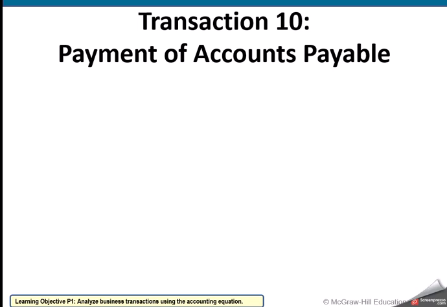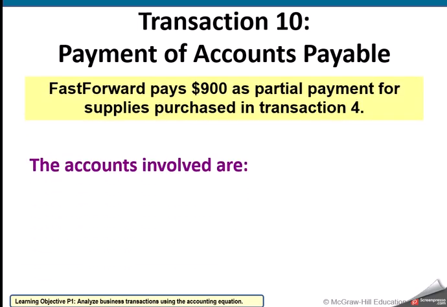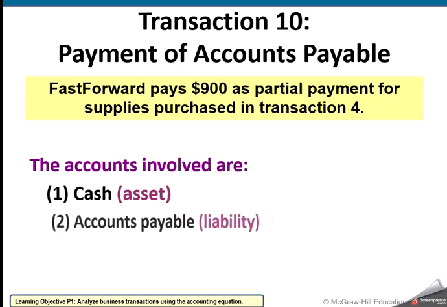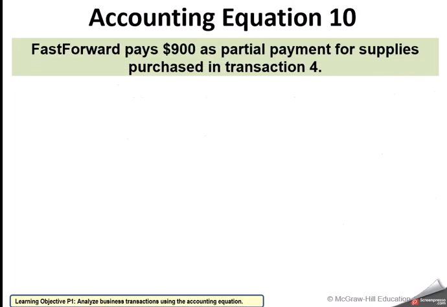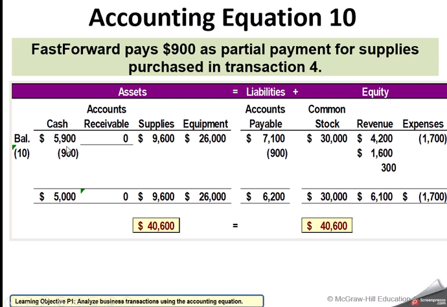Okay, then we have our payments of accounts payable. So we didn't pay the full amount, but we pay part of it. So cash goes down because we're paying, and accounts payable goes down because now we no longer owe. We've reduced that liability. So then here we see cash go down, here we see accounts payable go down, and we still balance.